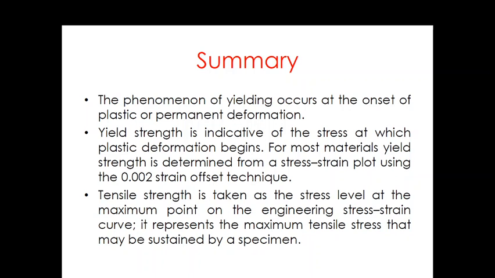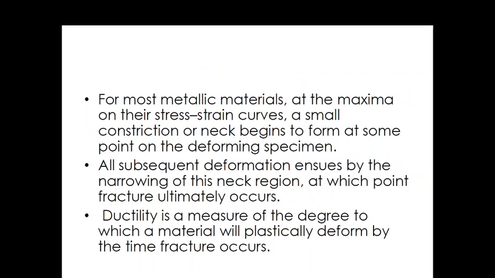So this is the summary of today's topic. The phenomenon of yielding occurs at the onset of plastic or permanent deformation. Yield strength is indicative of the stress at which plastic deformation begins. For most materials, yield strength is determined from a stress-strain plot using the 0.2 percent or 0.002 strain offset technique. Tensile strength is taken as the stress level at the maximum point on the engineering stress-strain curve. It represents the maximum tensile strength that may be sustained by a specimen.